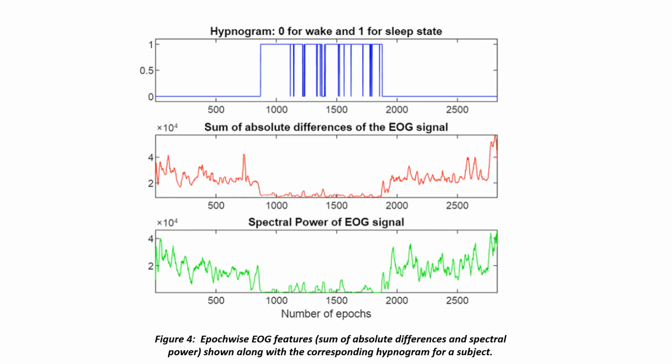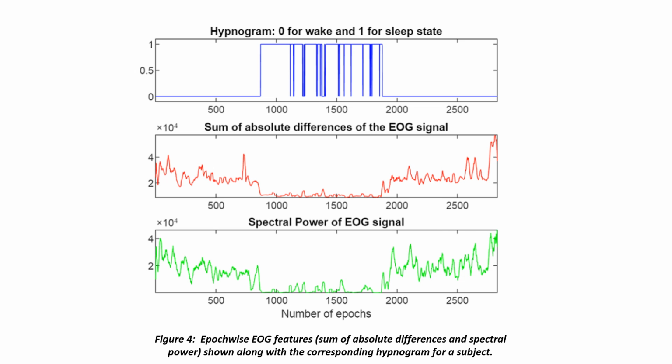Now here is the epoch-wise EOG feature shown. The first one is the hypnogram for the same subject as it was in the previous slide. The second is the sum of absolute difference or SAD. And the third one is the spectral power of the EOG signal. And we can see again it is much higher in the awake state as compared to that in the sleeping state.